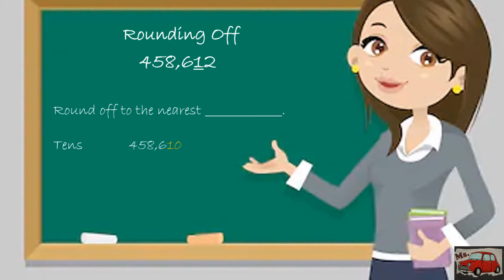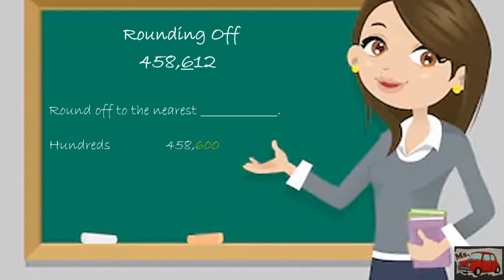Diba ang tens dun sa numbers na yan is 1. So, yung katabi ni 1 is 2. So, dahil si 2 below 5, ang gagawin natin, i-retain natin si 1, and then yung 2 magiging 0. So, the 458,612, when we round it off to the nearest tens, will become 458,610.